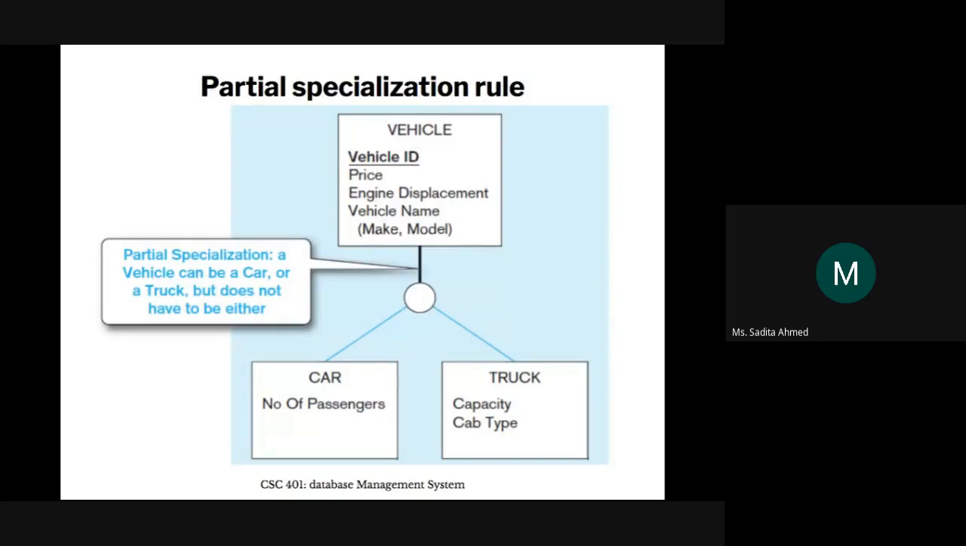Completeness constraints আলাদা, disjointness constraints আলাদা. The two are separate things. Whether it's following the disjoint rule or the overlap rule has nothing to do with whether it's following the total specialization rule or partial specialization rule.